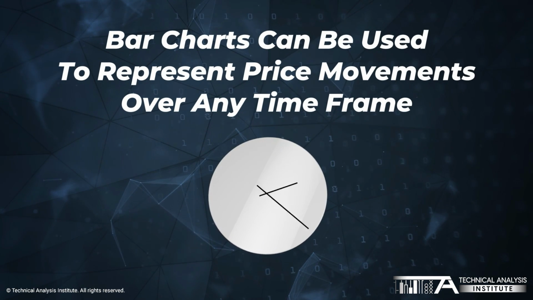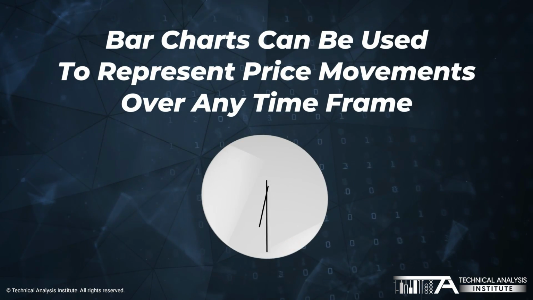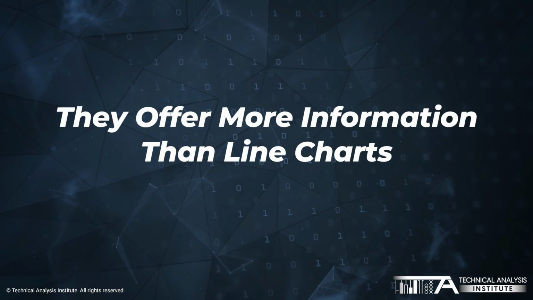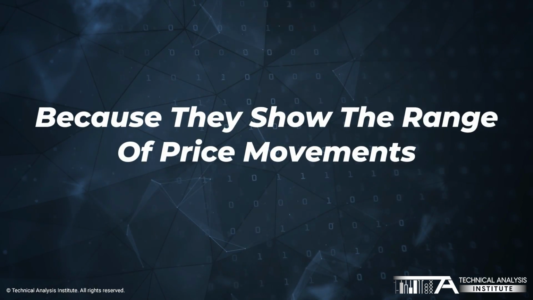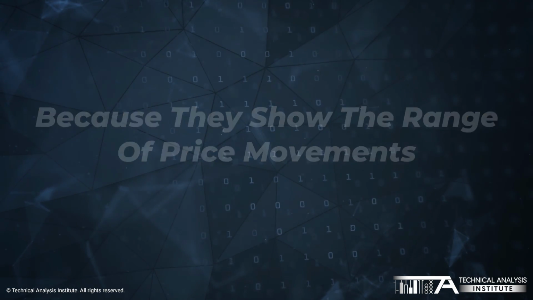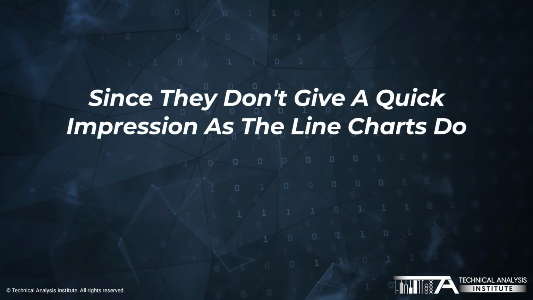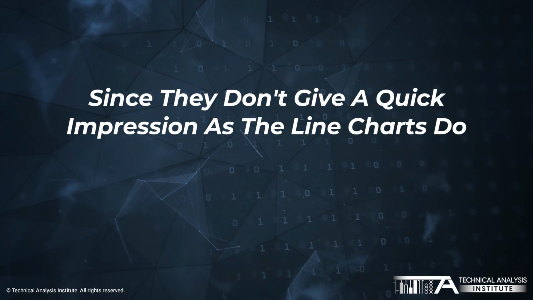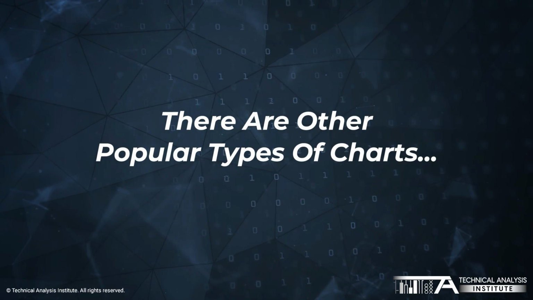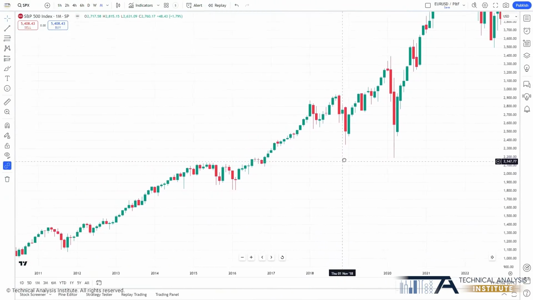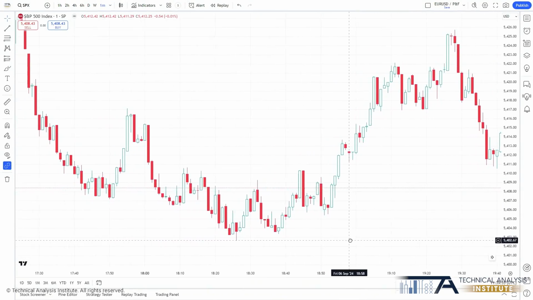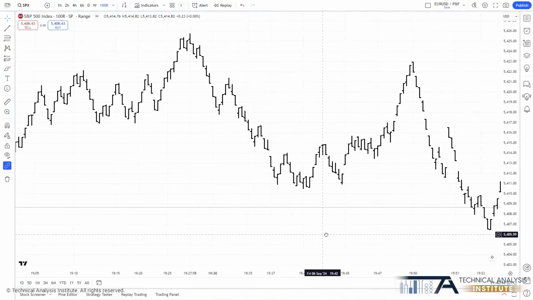Bar charts can be used to represent price movements over any time frame from seconds to years. They offer more information than line charts because they show the range of price movements: the high, the low, the opening, and the closing. However, since they don't give a quick impression as the line charts do, they require more interpretation. There are other popular types of charts, such as candlesticks, and others that are not so popular, such as hollow candles, volume candles, Renko, range charts, and so on.